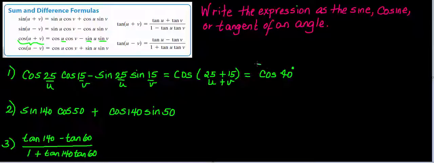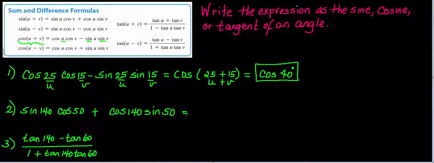And this is your final answer. This is what they're asking you to do, is take this expanded expression, use the cosine addition formula to find the cosine of the angle, which is cosine of 40. Okay, let's do that again with number 2.